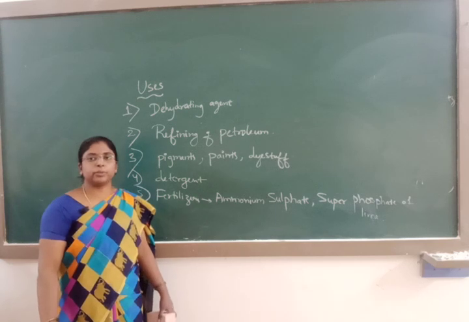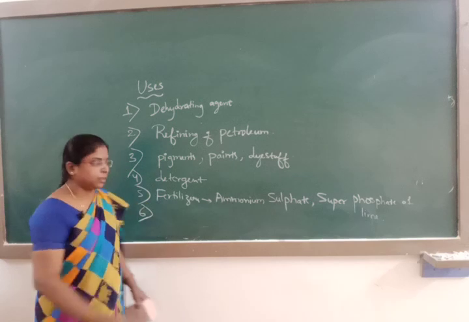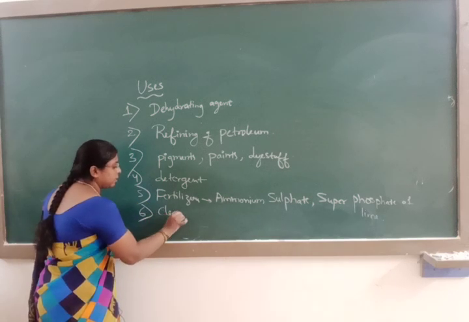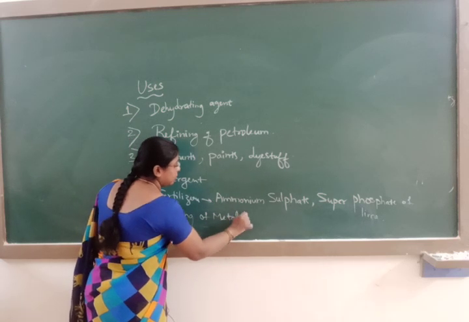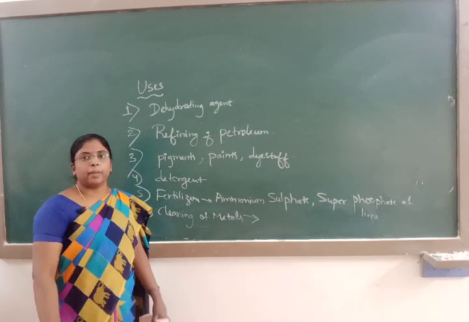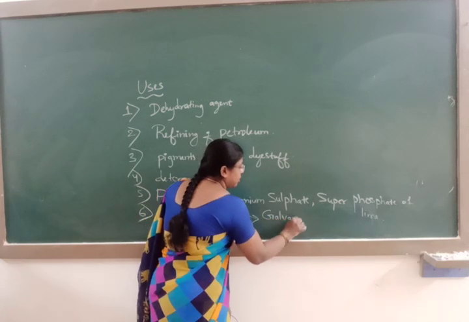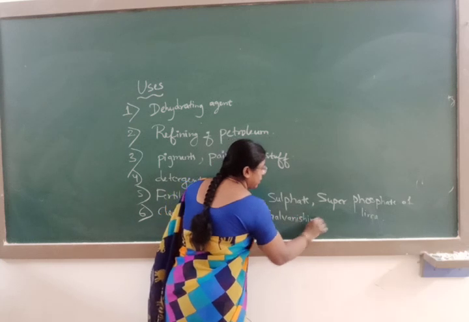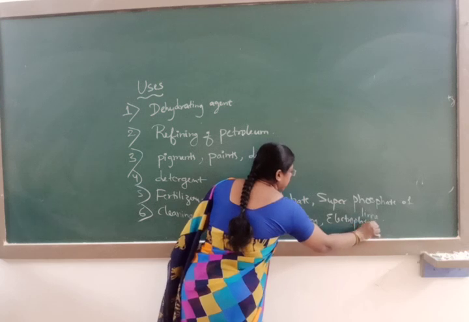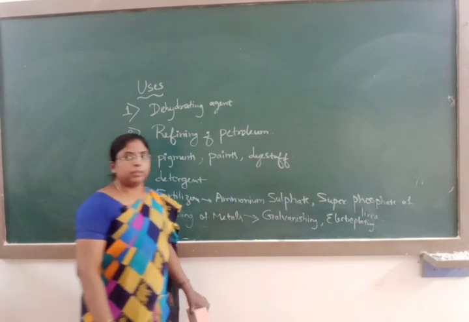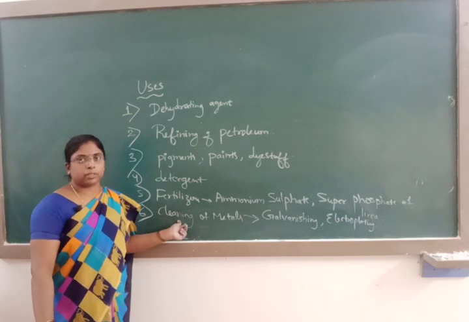Sulfuric acid is used in the cleaning of metals. We call it pickling of metals, or it is also known as cleaning. These metals, after cleaning using concentrated sulfuric acid, are used for galvanizing as well as for electroplating. So before electroplating or galvanizing, we have to clean the metals. The process to clean the metals is known as pickling, using concentrated sulfuric acid.